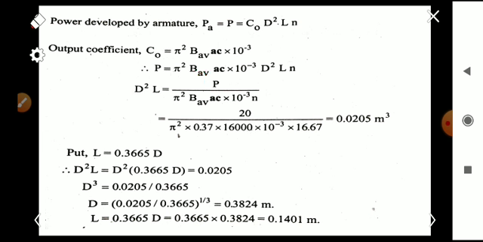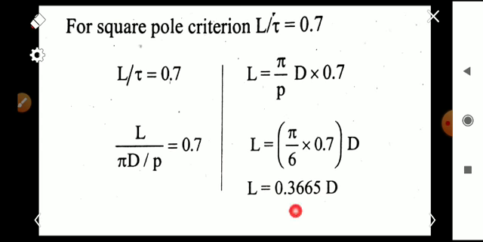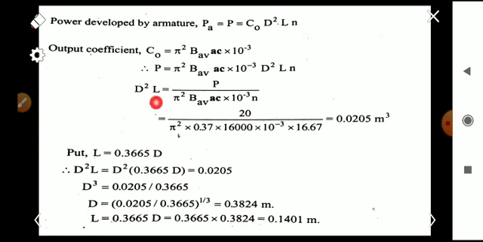From that we will get D square L as P by pi square BAV AC N into 10 raised to minus 3. By substituting the values, we will get D square L as 0.0205 meter cube. After that we have to substitute the value of L, L is equal to 0.3665 D, in this equation. So we will get D cube is equal to 0.0205 by 0.3665, and from that we can derive the value of D as 0.3824 meter. Substituting the value of D in the equation, we will get the length of core L as 0.1401 meter.